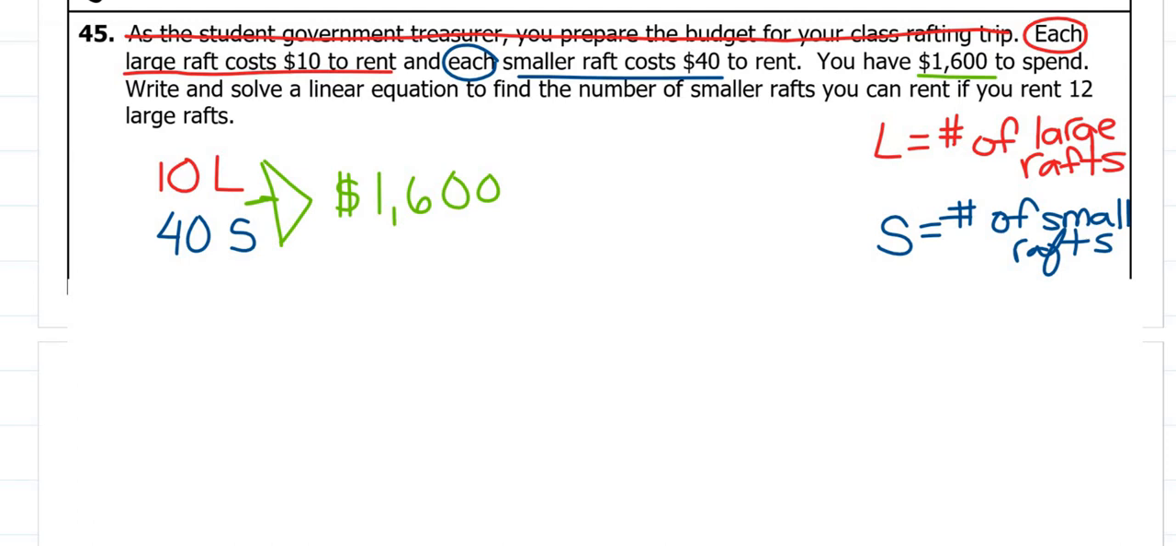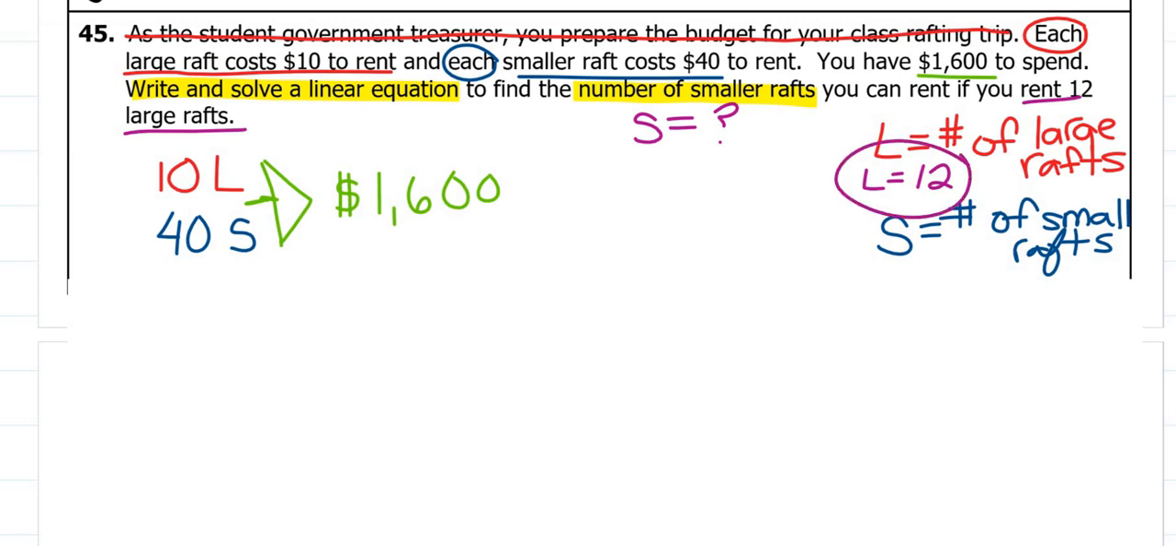The first thing is they want me to write a linear equation to find the number of smaller rafts. They want me to say what S is equal to if you rent 12 large rafts. So now I know for a fact that I'm renting 12 large rafts. In fact, L is going to equal 12.